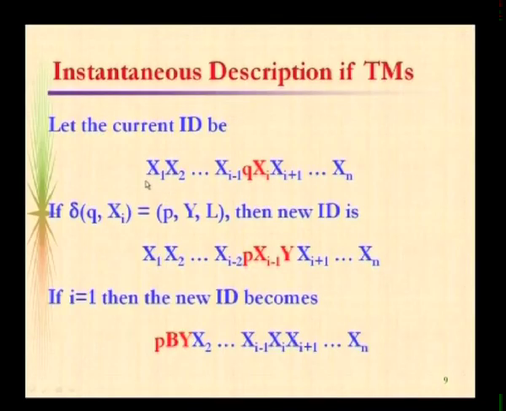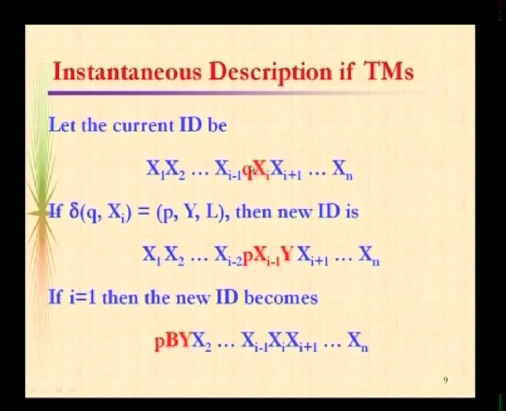Here is a description for your ID. We will just read whatever is available on the tape. So, it is going to be x 1, x 2, up to x i minus 1, then x i, then x i plus 1, and finally x n. So, there are n number of symbols available, marked as x 1, x 2, up to x n, and the q here is logically present there, it is telling you what is going to be the current state.